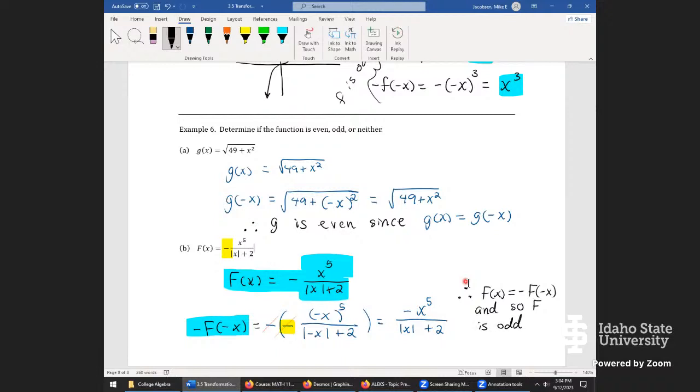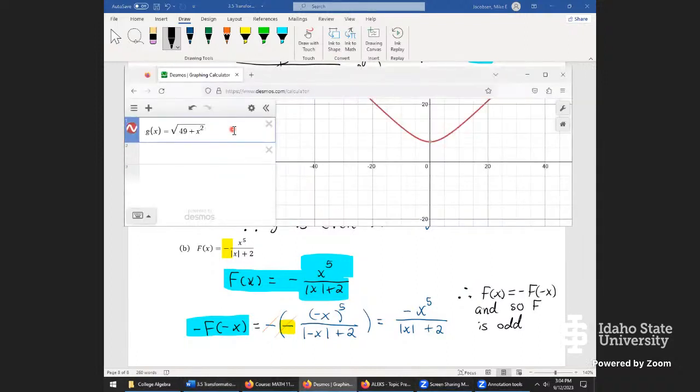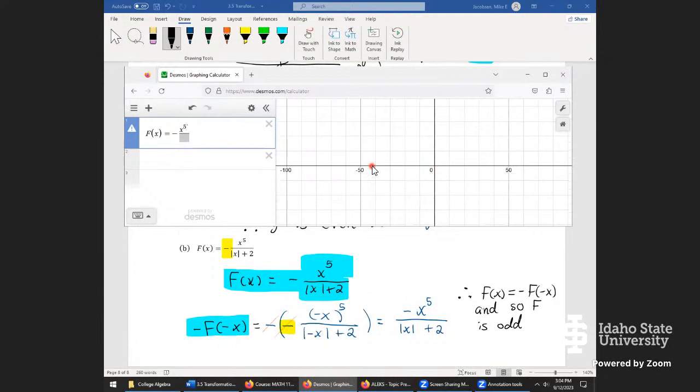So we have an odd function, but we can also test this out in Desmos if we want a really fast check. Should we check it out? Okay, let's see what it looks like. So that was a strange function there. This next one's going to be even stranger. f of x, first that negative sign, then a fraction, x to the power 5 above, and then down below, absolute value of x plus 2 gives us this graph.